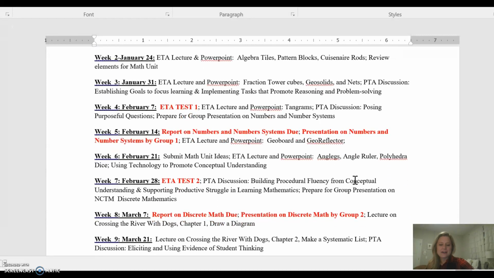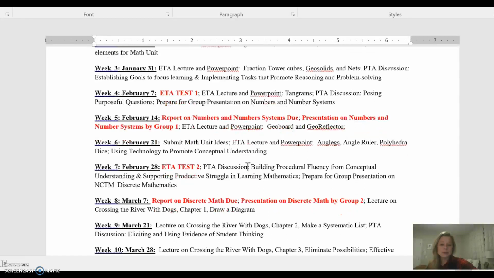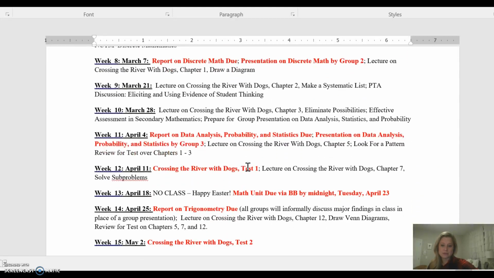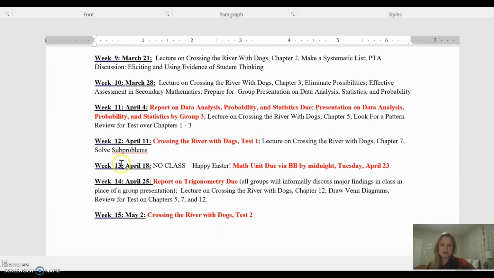Okay, you'll notice that I have the math unit ideas due during the 6th week. Again, we'll talk about that so everybody feels comfortable next week. But the actual math unit is not going to be due until down here at week 13. Now, our class would fall on Holy Thursday, and we're not having class that day. However, I would just expect the unit to be turned in.